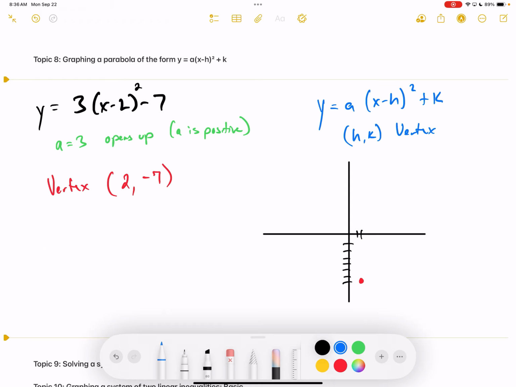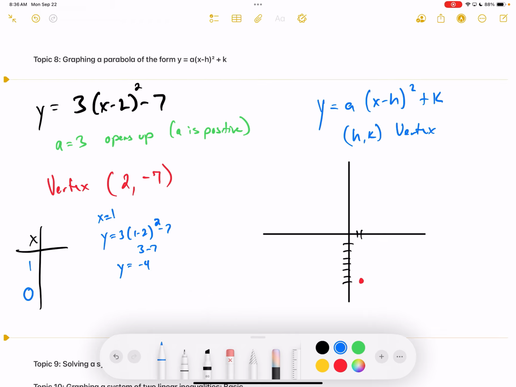So you can pick any numbers that you want. Mine's at 2, so I'm just going to pick 1 and 0 and plug those in. So x equals 1 would be 1 minus 2 squared minus 7. That would be negative 3 minus 7 would be negative 10. Thought we said it opens up. Oh, it'd be positive 3.